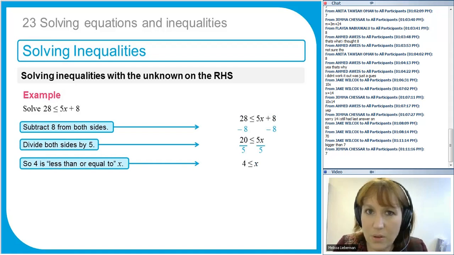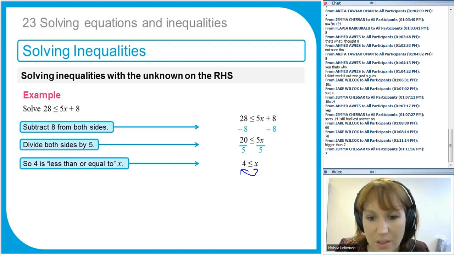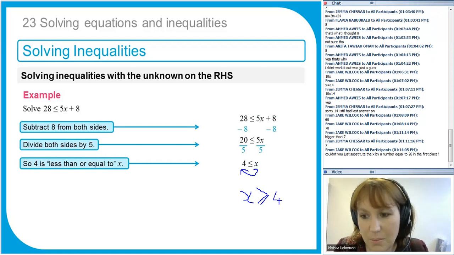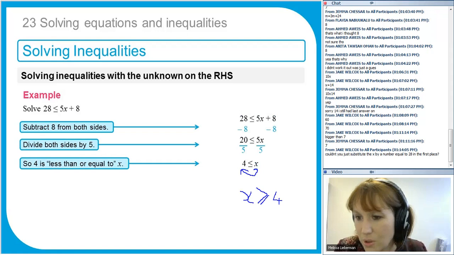Now, if I want the x first, which is the way I would normally do it, and I want to swap these two sides around, this is telling me that 4 is less than or equal to x. So if I swap it round and I put the x here, oops, I still need to have the greater than side facing the x, so I need to swap the symbol around like that. So just remember that when you swap it round, you need to also flip around the sign in the middle. Does that make sense? Couldn't you just substitute the x by a number equal to 28 in the first place?